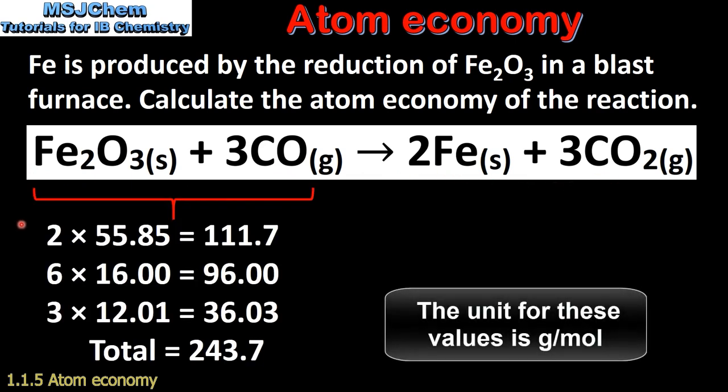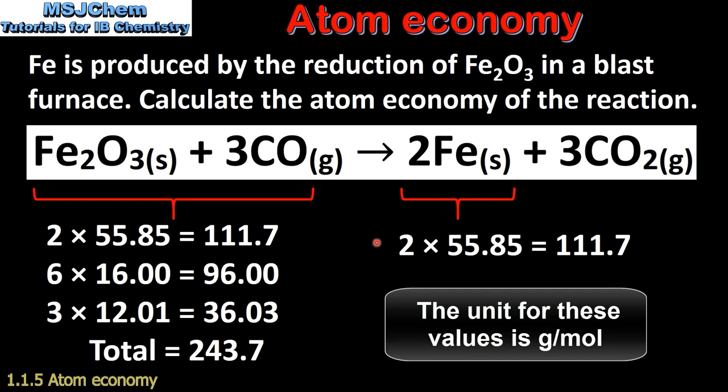We'll start by finding the total of all the molar masses of the atoms in the reactants. So we have 2 atoms of iron, so that's 2 multiplied by the molar mass of iron, which is 55.85. We have 6 atoms of oxygen, so that's 6 multiplied by the molar mass of oxygen, which is 16.00. And we have 3 carbon atoms, so that's 3 multiplied by the molar mass of carbon, which is 12.01. When we add these together, we get a total of 243.7.